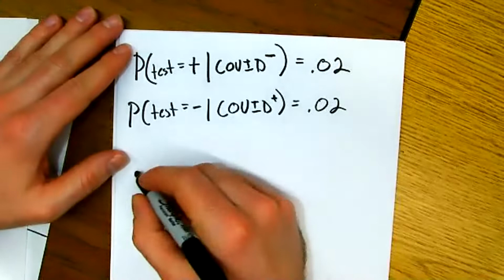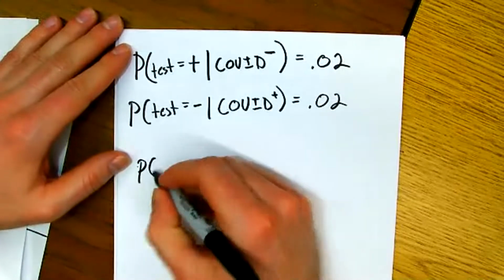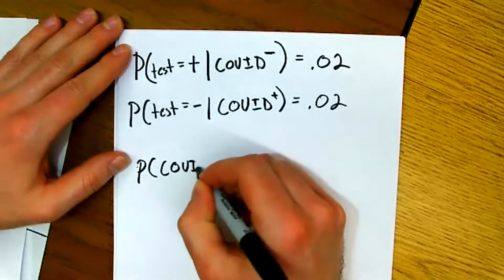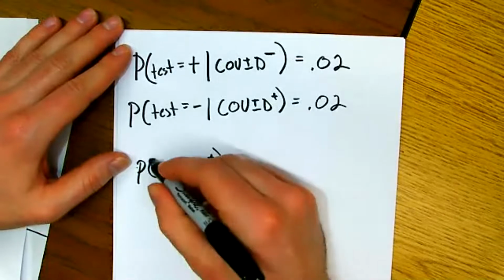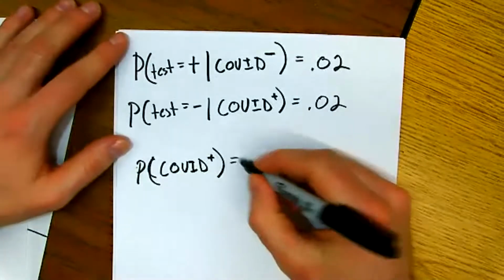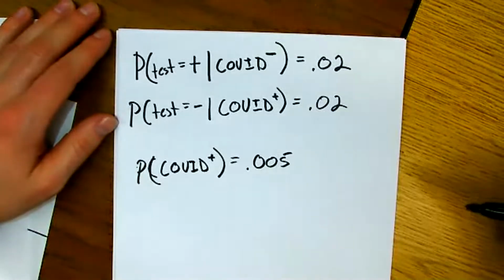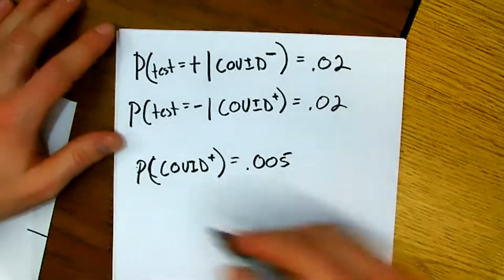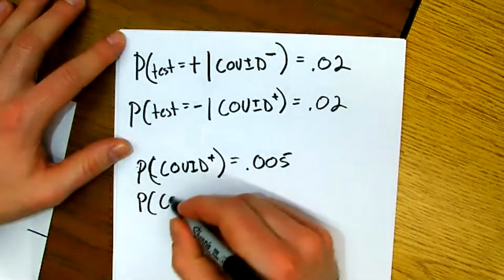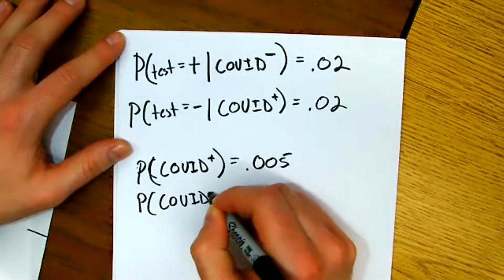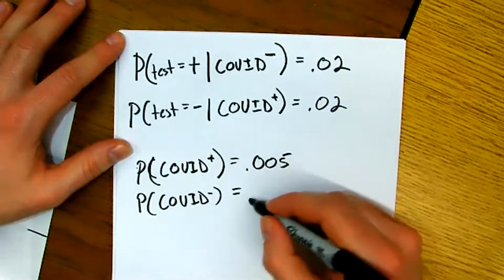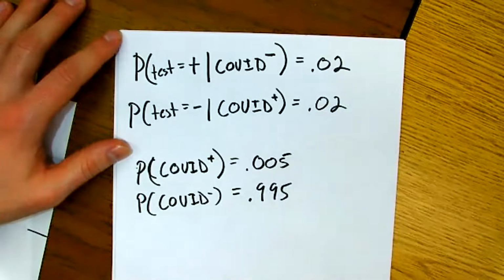So I said that if I selected someone at random at any given point in time, about 0.5%, or a probability of 0.005, have COVID, right? Which means the probability that if I grab somebody at random they have a negative test result would actually just be the remaining 0.995.